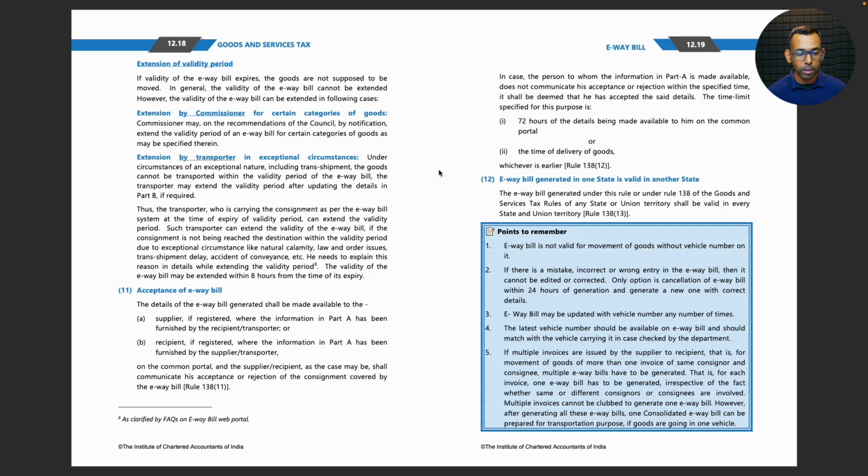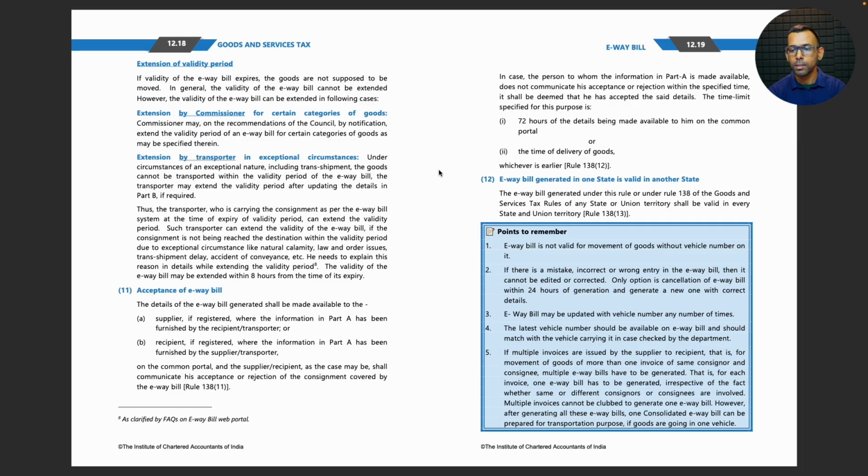Acceptance of e-way bill. The details of the e-way bill generated shall be made available to the supplier, if registered, where the information in Part A has been furnished by the recipient or transporter, or to the recipient, if registered, where the information in Part A has been furnished by the supplier or transporter on the common portal. The supplier or recipient, as the case may be, shall communicate his acceptance or rejection of the consignment covered by the e-way bill.